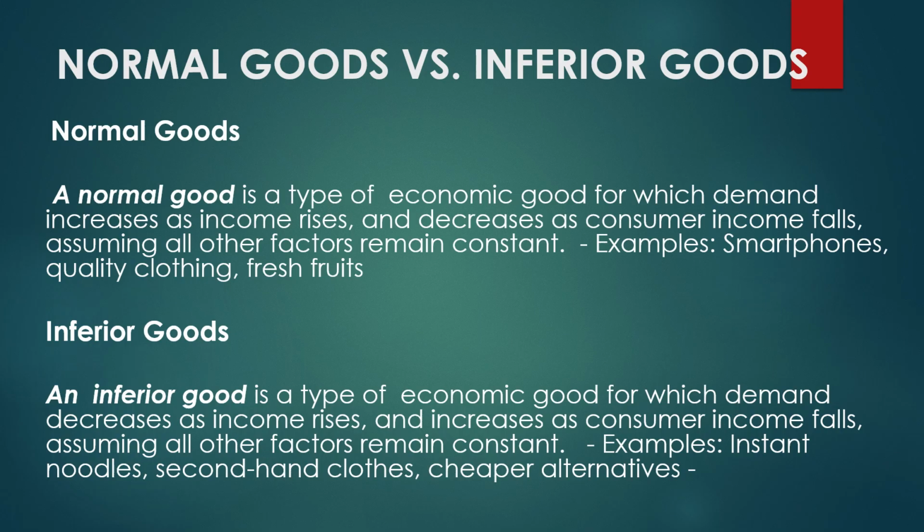Here's a relatable example from Ghana. When someone's income is low, they might buy garri and beans. But when their income increases, they might buy rice and chicken instead. The garri and beans are inferior goods in this case. Demand for them decreases as income increases. Understanding normal and inferior goods helps us predict how buyer behavior will change when economic conditions change.